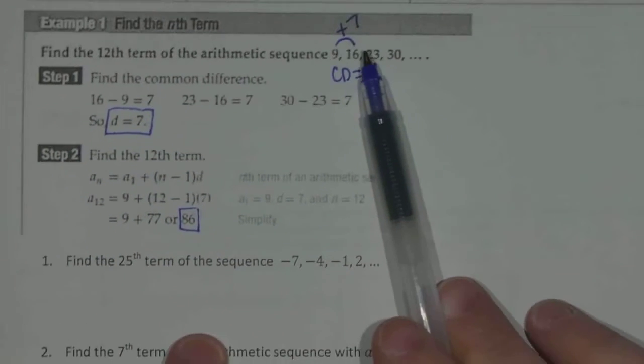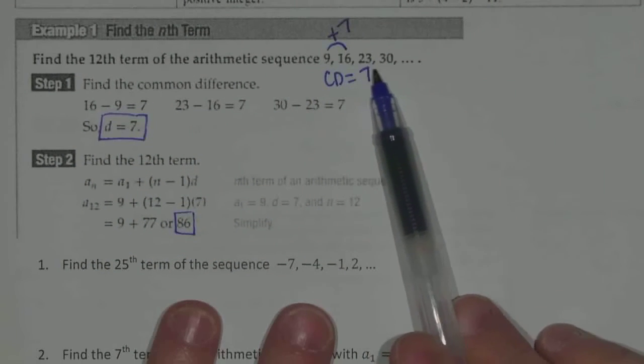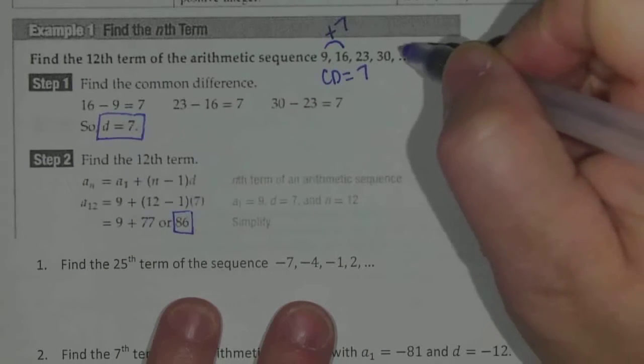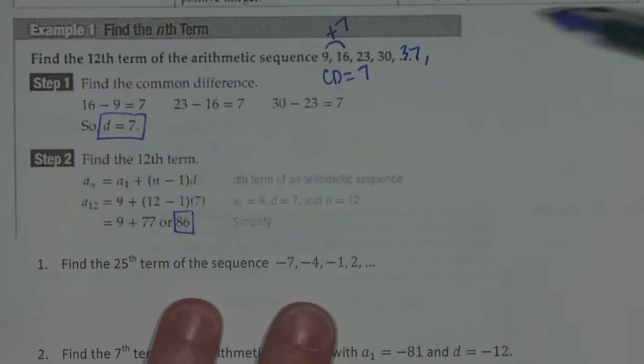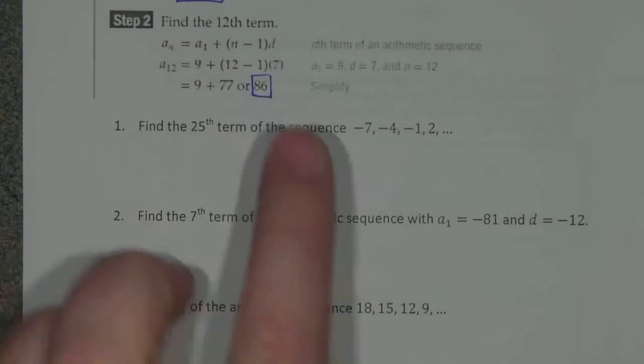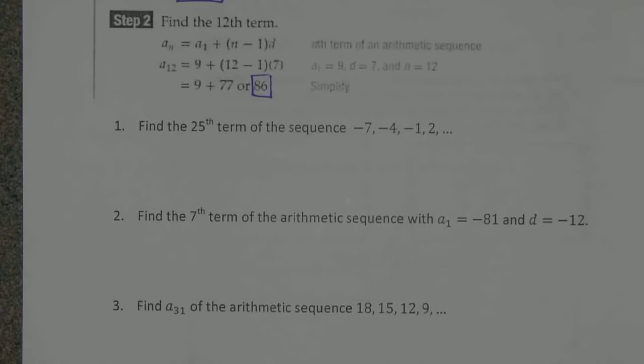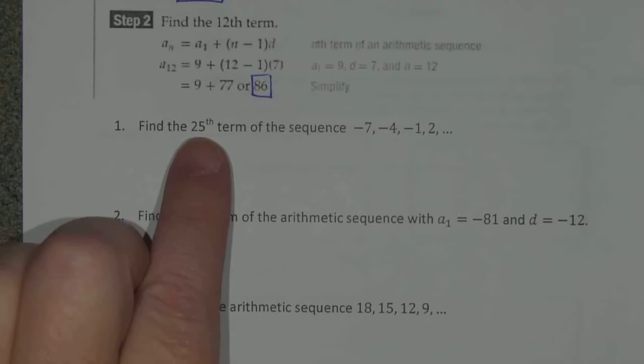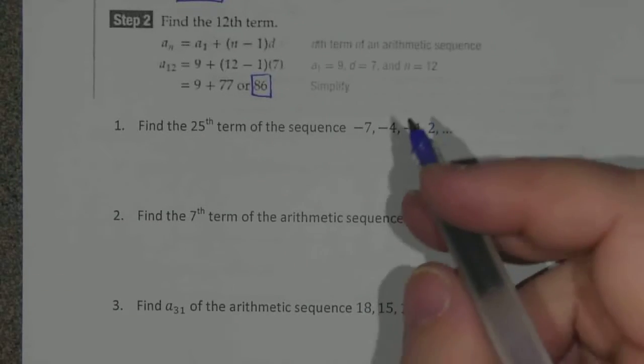So if we continued this up with plus 7, plus 7, plus 7, plus 7, plus 7, and we kept going, our 12th term is going to be the number 86. Does that make sense to everybody what we're finding here? All right, so let's do it ourselves to find the 25th term of this sequence.